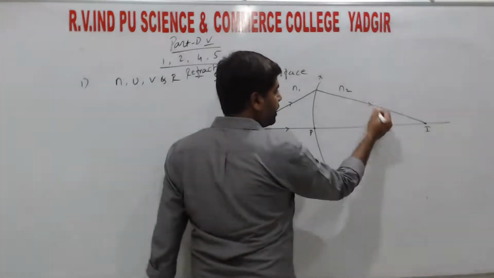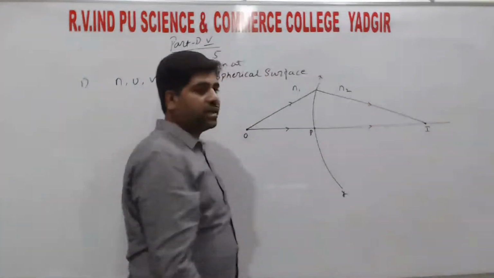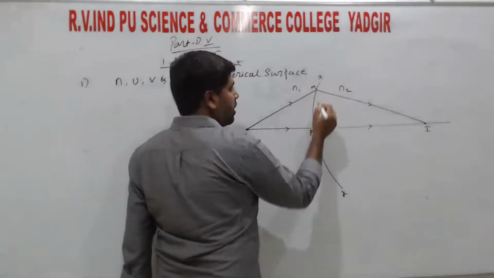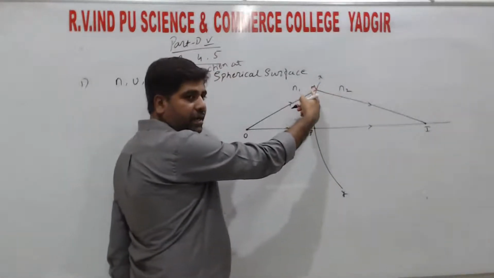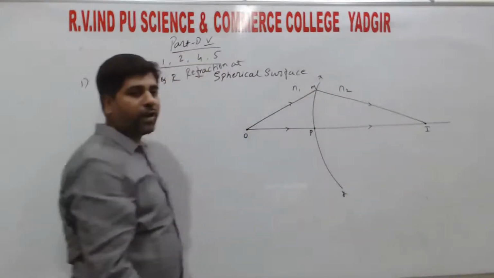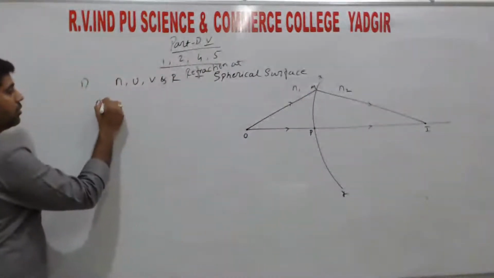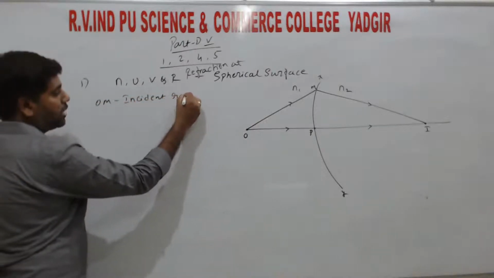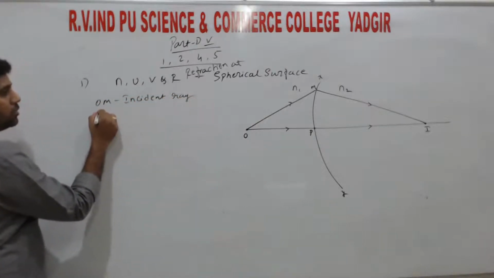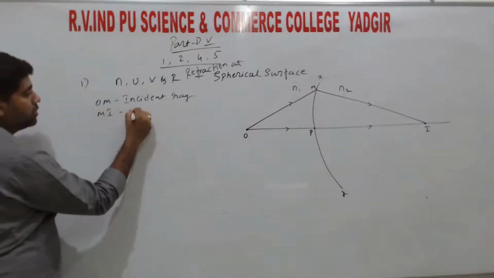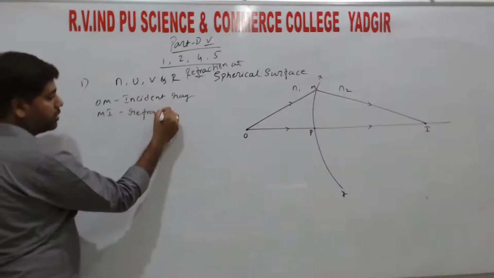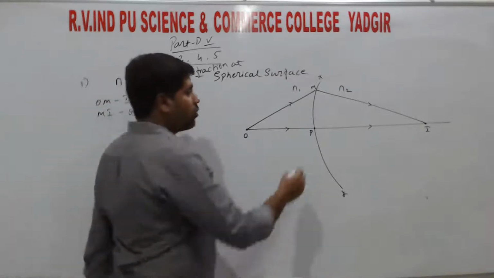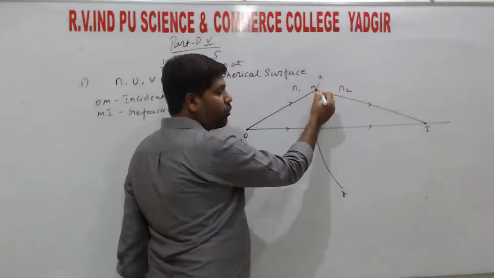So these are the refracted rays. So two incident rays and two refracted rays. Naming this point as M. So OM is the incident ray and MI is the refracted ray. Drawing the normal at the point of incidence, where M is the point of incidence.